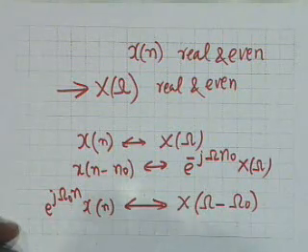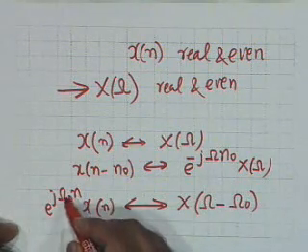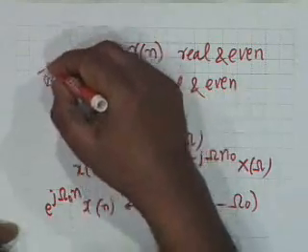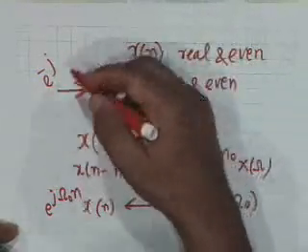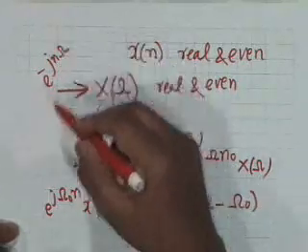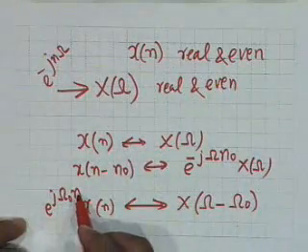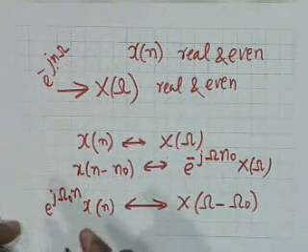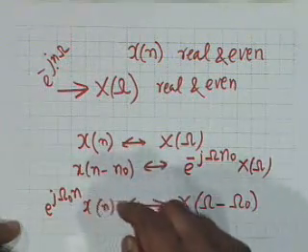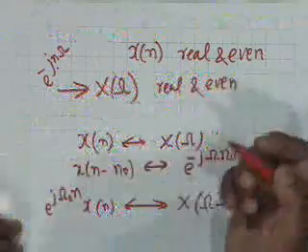How does this come about? More than duality, even from first principles, e to the minus j n omega, and this is e to the j omega 0 n. So you can write the product of these two as e to the minus j n times omega minus omega 0. That is how this comes.